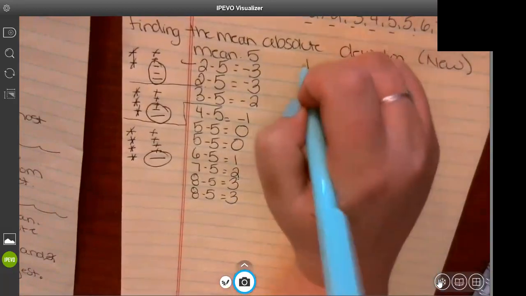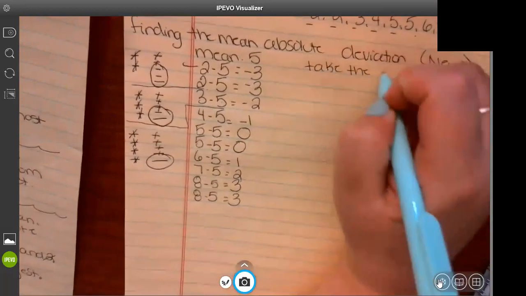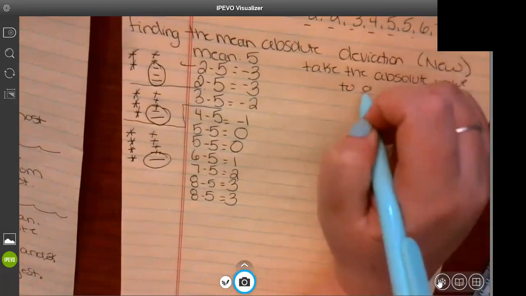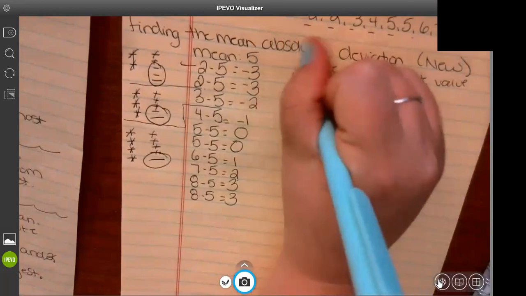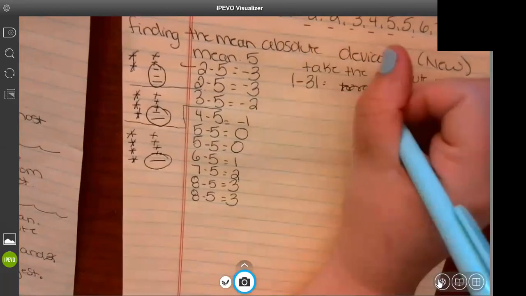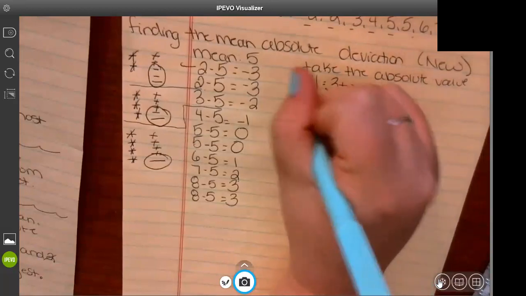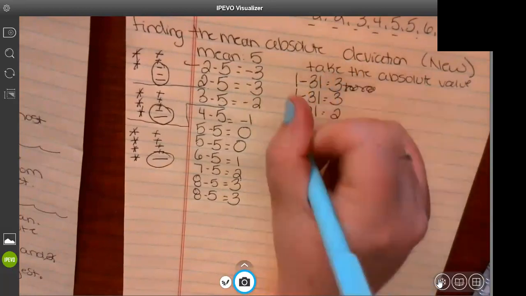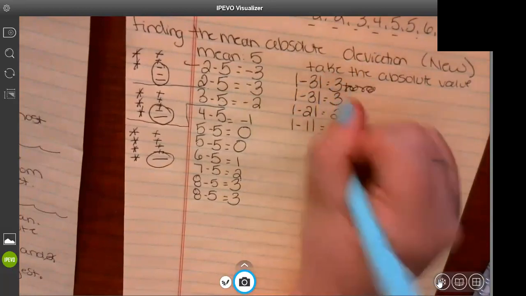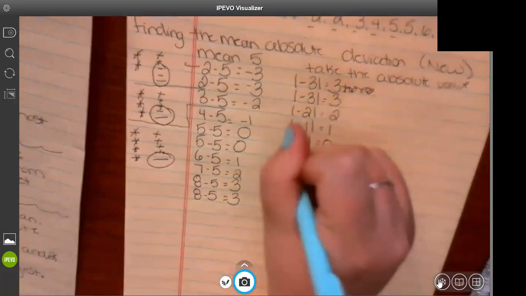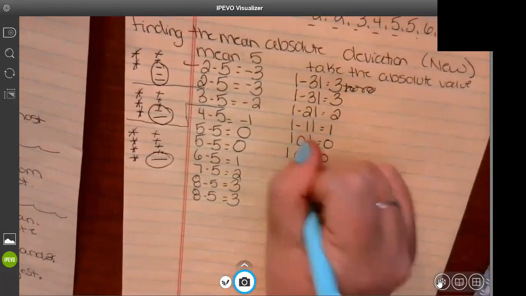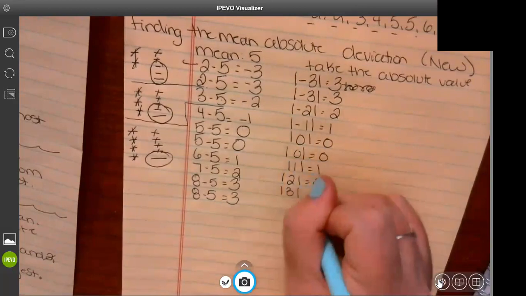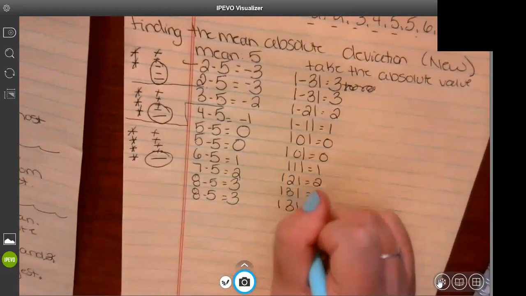So now we're going to have to take the absolute value to get rid of your negatives. So the absolute value of negative 3, remember, the absolute value just means that you're rewriting it as a positive number, whether it's positive or negative. The absolute value of negative 2 is 2. The absolute value of negative 1 is 1. The absolute value of 0 is 0. The absolute value of 0 is 0. The absolute value of 1 is 1. The absolute value of 2 is 2. The absolute value of 3 is 3. And the absolute value of 3 is also 3.